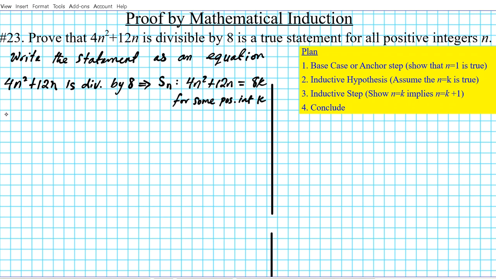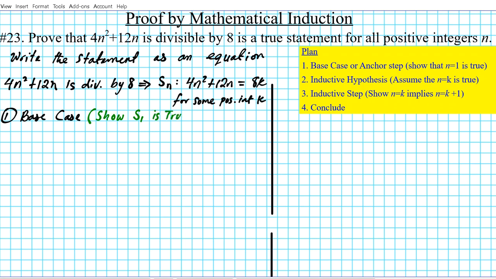Let's start with the first part of our proof, which is the base case. The base case is not always n equals 1. You have to pay close attention to the statement. Sometimes it could be 3 or 4 or 2, so it's not always 1. In this particular case, it is 1, since we're dealing with positive integers. So we want to show that the statement is true when n is equal to the first positive integer, which is 1. So we want to show that S sub 1 is true.